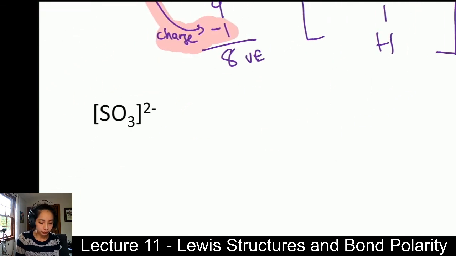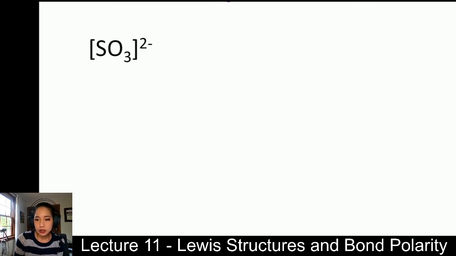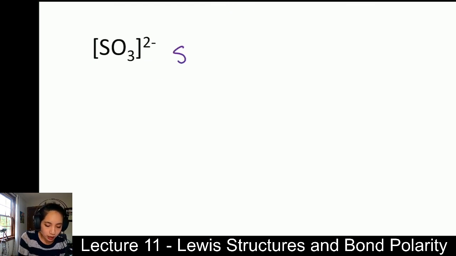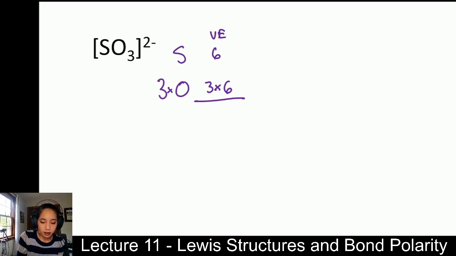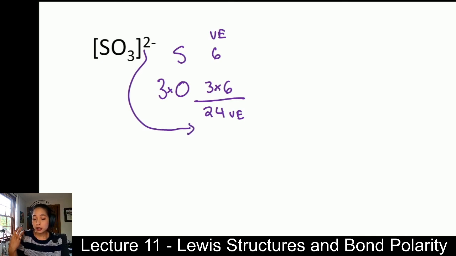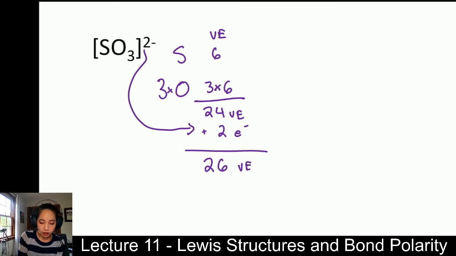All right, so let's do sulfate, SO4 2-. Again, same steps. We need to count valence electrons. Sulfur has 6. Oxygen also has 6 valence electrons, but times 4. So what is that, 30 valence electrons? But again, we need to take into account charge. There's an extra 2 negative charge on sulfate, so we're going to add 2 additional electrons for the charge. So we need to place a total of 32 valence electrons. That's our goal number to get to.